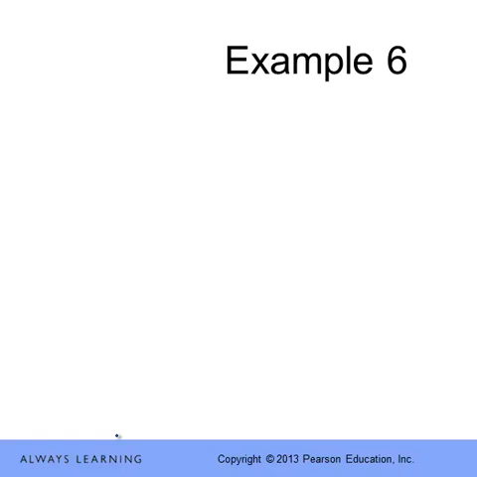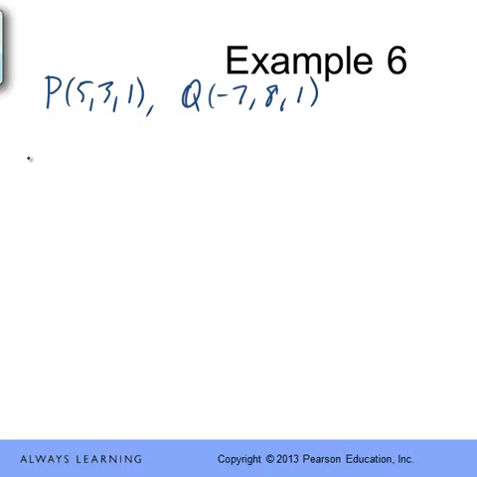All right, so let's take a look at example 6 on page 797. We have 2 points. We have a point P with coordinates 5, 3, 1, and point Q, which is negative 7, 8, 1. We've got a couple of parts that we need to address here. Let's come up with the vector PQ.